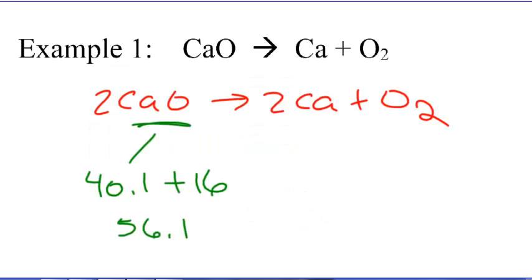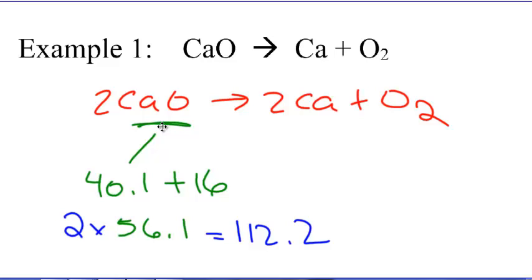I'm going to use those masses to find the total mass of 2 calcium oxides, which is the reactant side of my equation. Calcium, 40.1, plus oxygen, 16, gives a total of 56.1. Now, because there's a 2 coefficient in front of it, I'm going to multiply the 56.1 times 2. This gives me 112.2. So the total mass for 2 calcium oxide formula units on my reactant side is 112 grams.